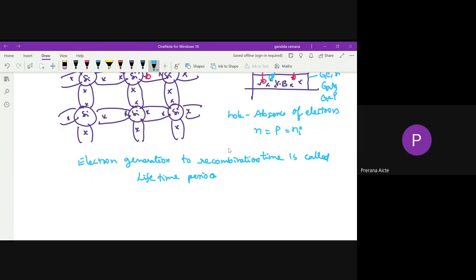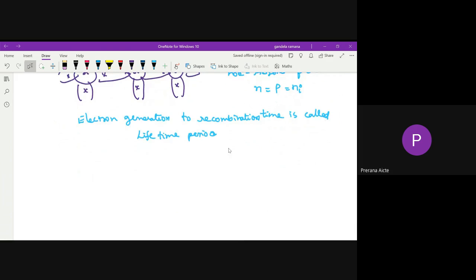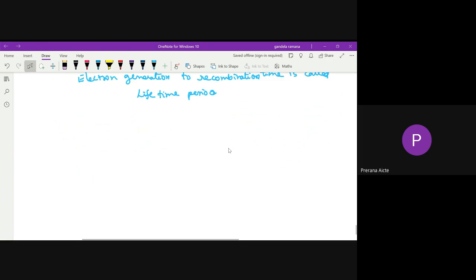Sometimes in examinations they ask: in an intrinsic semiconductor, is the current due to electrons only, holes only, both electrons and holes, or 0? At that time the answer is: in an intrinsic semiconductor, current is due to both electrons and holes.